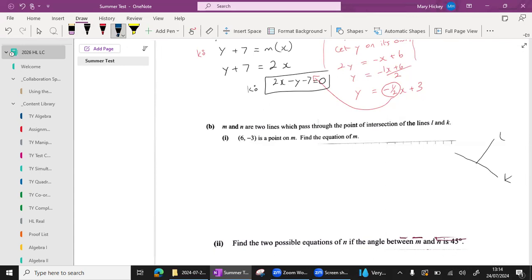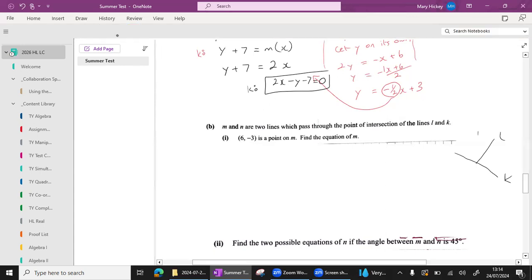So I don't really know yet what's happening, but I know, for example, if this is M, and for example, if this is N, then I do know that M passes through the point of intersection of L and K. But I do have another point on M. Again, I don't know where that is, but I do know that (6, −3) is also on M.